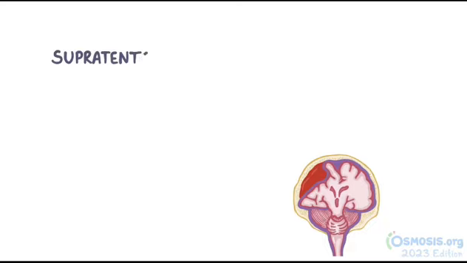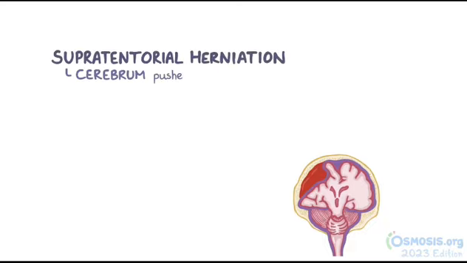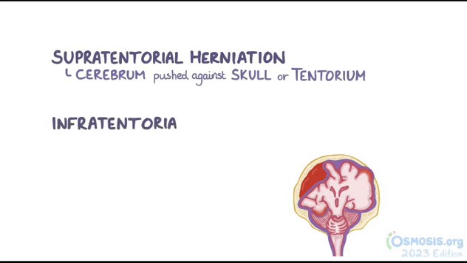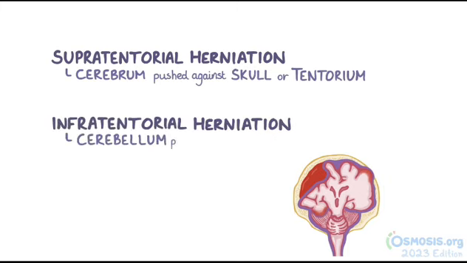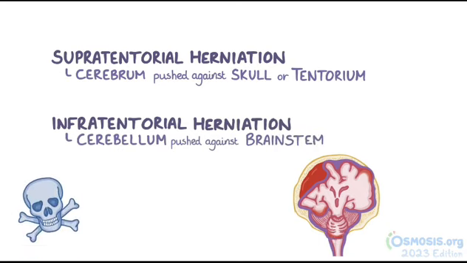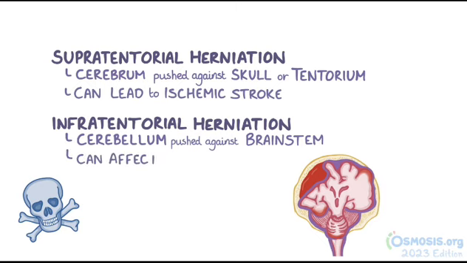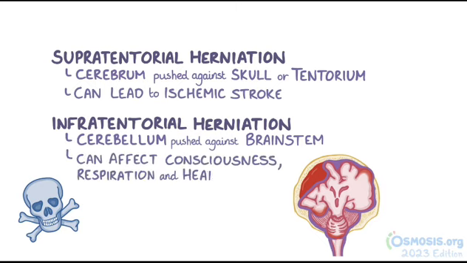There can be a supratentorial herniation, where the cerebrum is pushed against the skull or the tentorium, and an infratentorial herniation, where the cerebellum is pushed against the brainstem. Both of these can be lethal. Supratentorial herniations can compress the arteries that nourish the brain, which can lead to an ischemic stroke. And infratentorial herniations can compress part of the brainstem, which can affect consciousness, respiration, and heart rate.